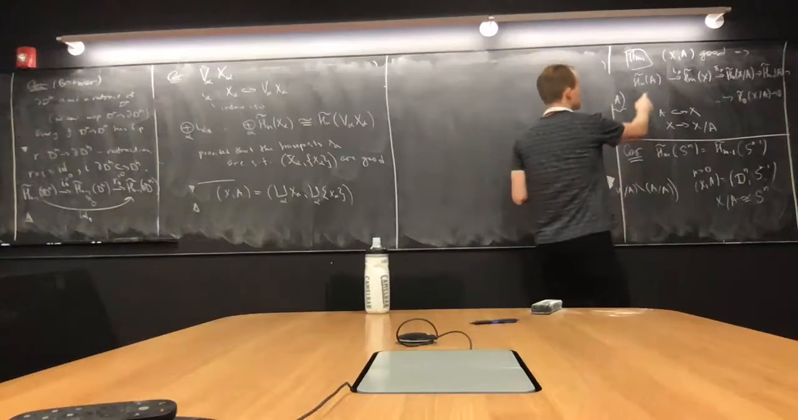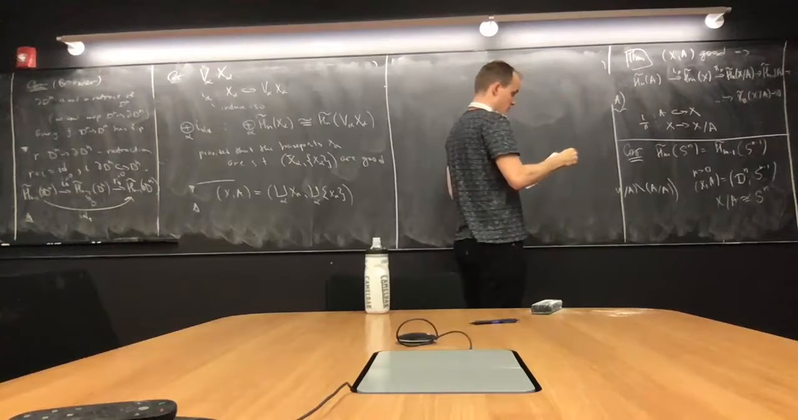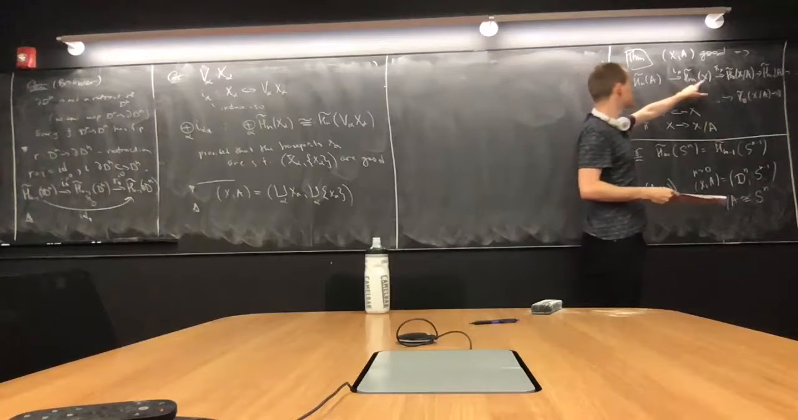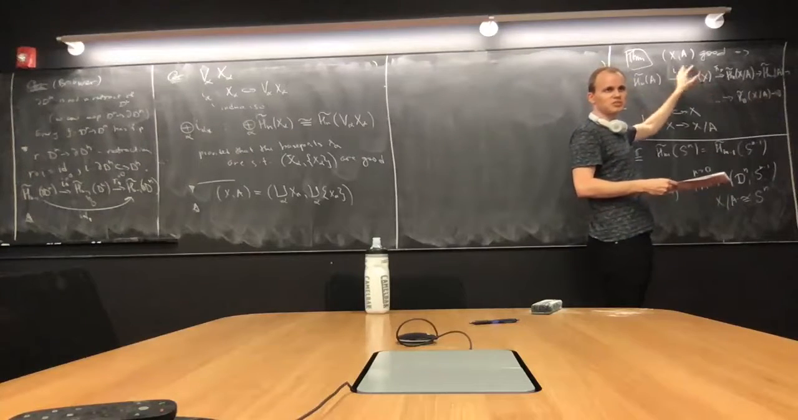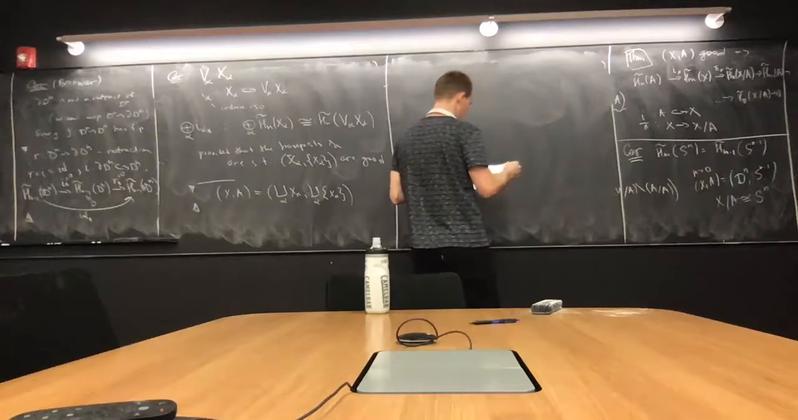The proof of that is just that the sequence for the pair is trivial in this case, and H_n of a disjoint union is obviously the direct sum of the homologies.